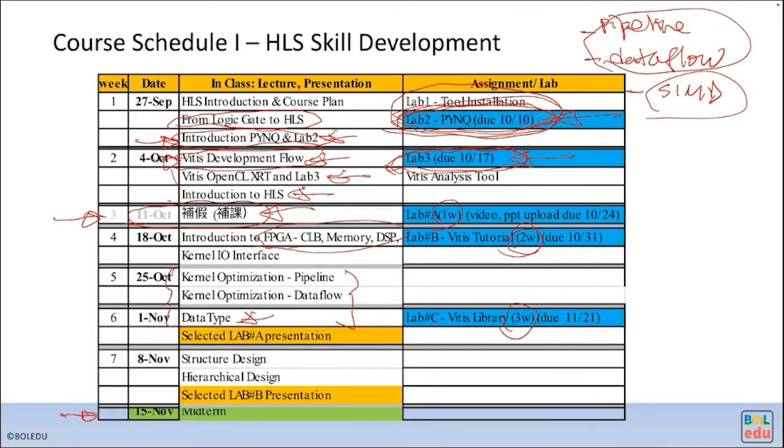So in this session, we mainly talk about how to optimize your kernel. And the last material to cover before the midterm is the structural design and hierarchical design. That means you want to design a whole system, not just a single module. So how do you put modules into a system? This methodology will be introduced in this class.